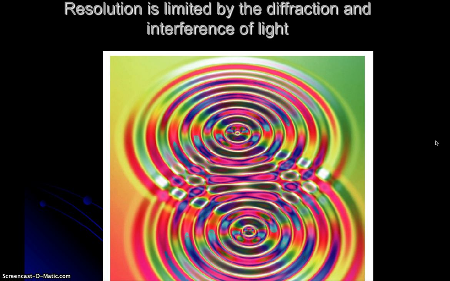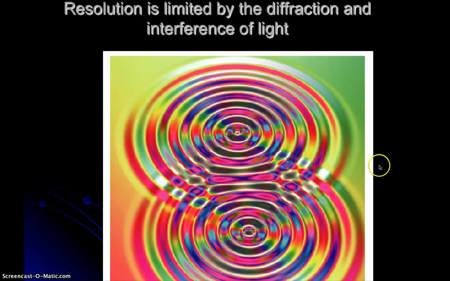The reason that we have issues with resolution is that the resolution of an image is limited by the diffraction and interference of light. And this picture is actually showing both. The two ripples in the pond are interfering, or adding up together. That's interference. And the fact that the ripples were caused probably by some disturbance right here and right here, which actually spread out, that's diffraction.